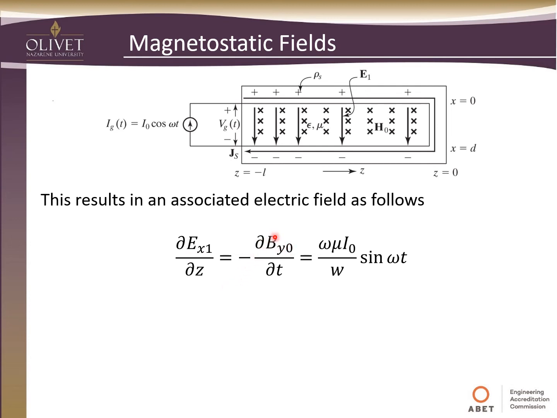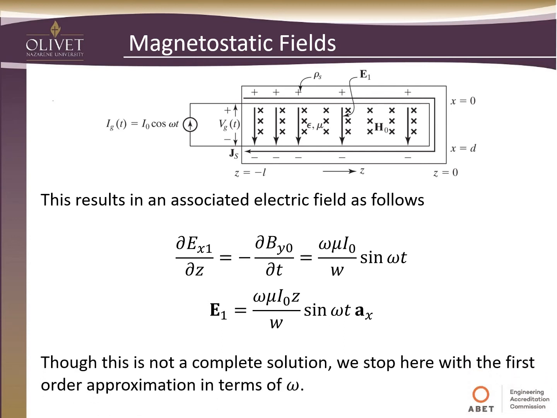We can relate the flux density field to the magnetic field by the permeability. So we do that here. And then we have this first order approximation once we plug all that in and take the integral. So again, though this is not a complete solution, we stop here for the first order approximation in terms of the frequency.